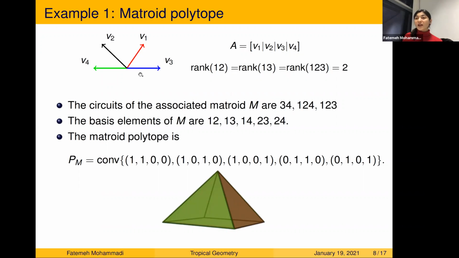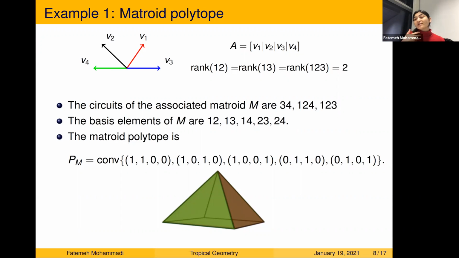Then I don't have any other circuit of size 2, so I look at the circuits of size 3. Every 3-subset is dependent, because these are vectors in R^2. For example, 1,2,4 is dependent, 1,2,3 is dependent, and also 1,3,4 is dependent, but because it contains a circuit, I don't count it as a circuit. So the minimal dependencies are only {3,4}, {1,2,4}, and {1,2,3}. Is it clear? Okay, so these are the circuits, the minimal dependencies.